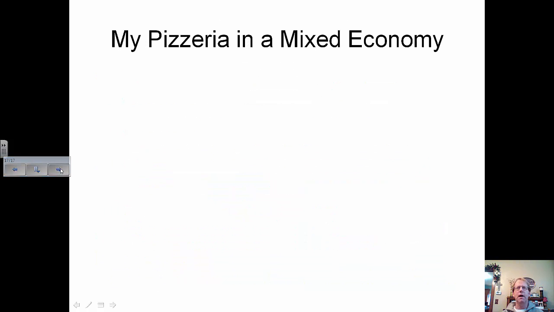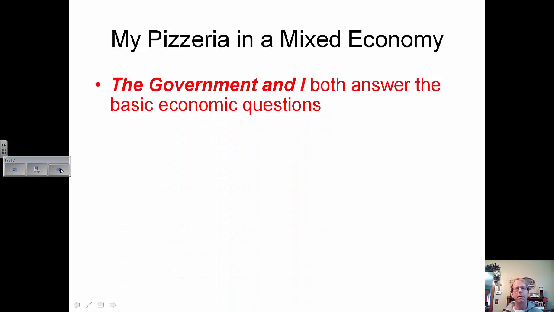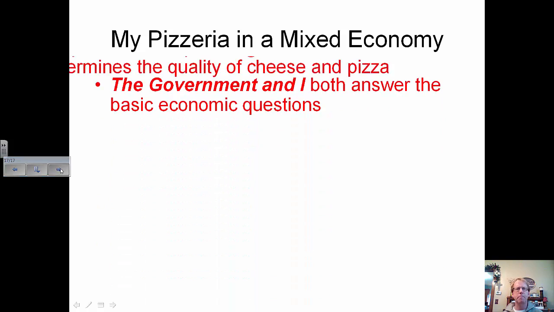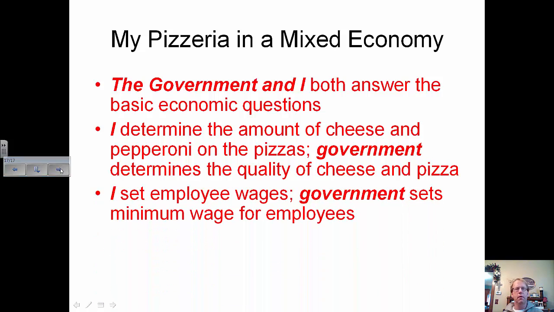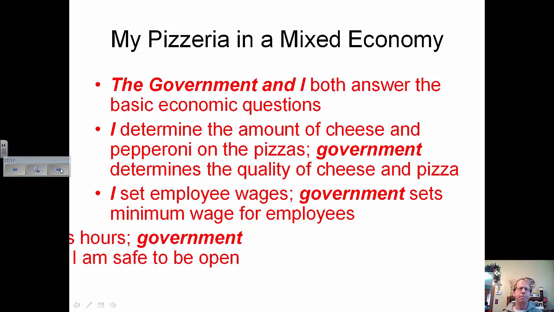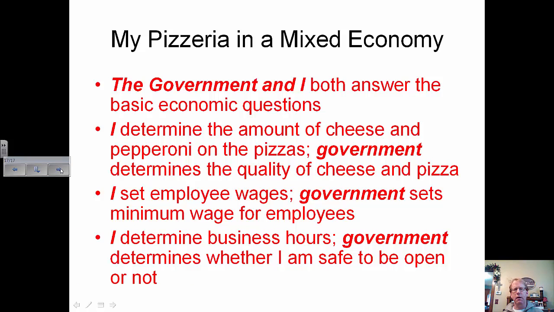Okay, in a mixed economy, my pizzeria, the government and I both answer the basic economic questions. I determine the amount of cheese and pepperoni on the pizzas. The government determines the quality of cheese and pepperoni on my pizza. I set employee wages. The government sets a minimum wage. So I have to have at least the minimum wage, but if I want to give them raises or pay them more than that, I'm allowed to do that. And then I determine the business hours. The government determines whether I'm safe to be open or not, but I get to decide how long I want to stay open and what hours my business is there. Okay?